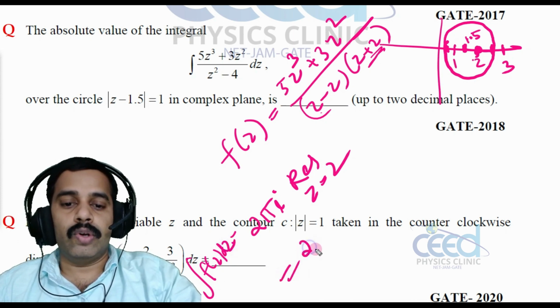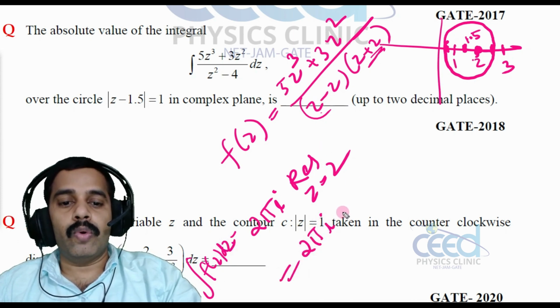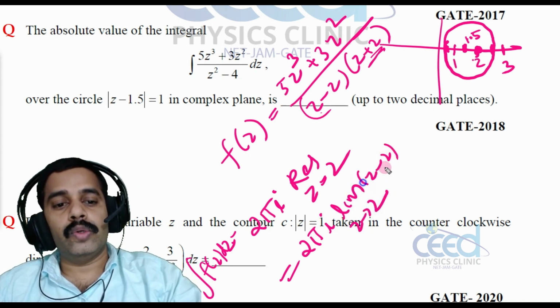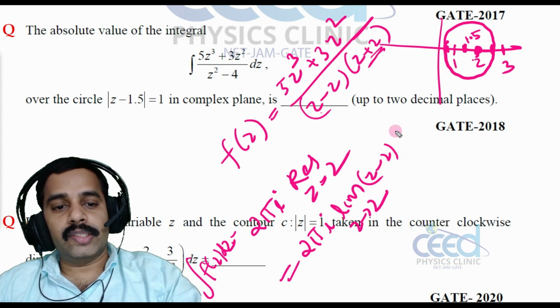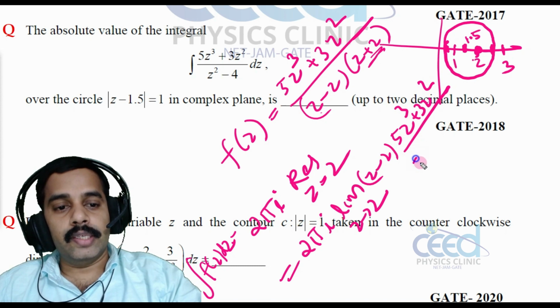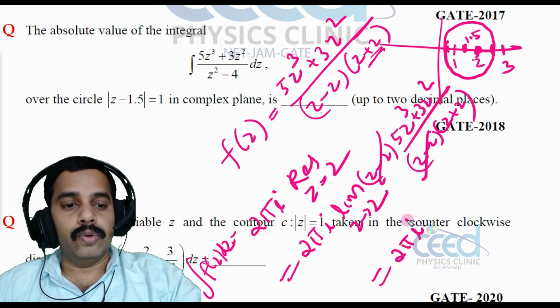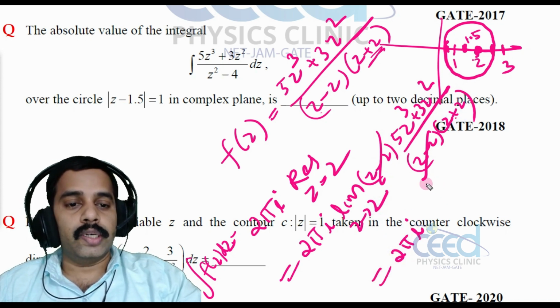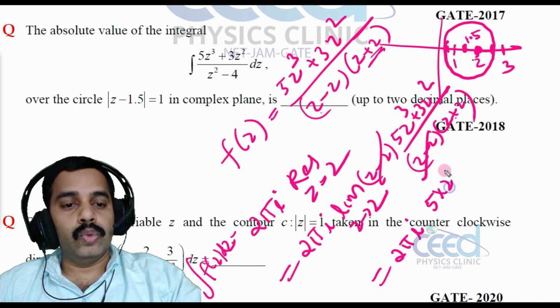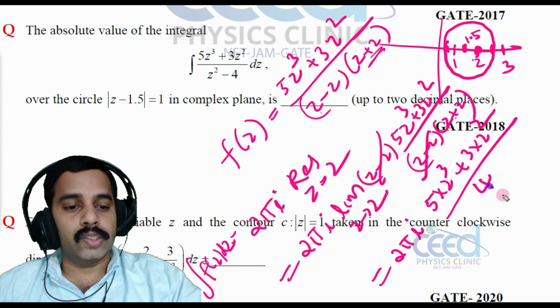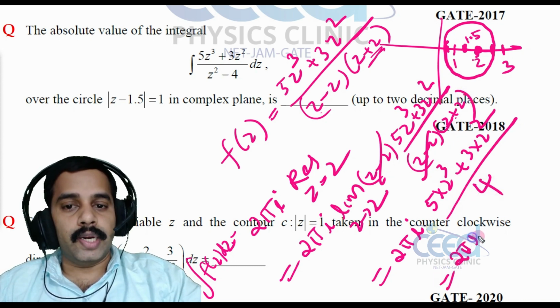So that is equal to 2 pi i into, it is a simple pole, so limit as z tends to 2 of (z minus 2) into f of z. What is f of z? It is (5z cube plus 3z square) divided by (z minus 2)(z plus 2). The z minus 2 cancels. So that is 2 pi i into, let me substitute z is equal to 2 here: (5 into 2 cube plus 3 into 2 square) divided by (2 plus 2), that is 4.